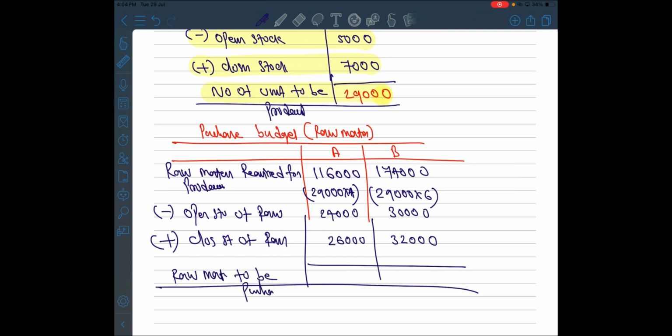So finally we will get the raw material to be purchased. Raw material to be purchased. How much? Yes, tell me. 1 lakh 18,000. Then 76,000.